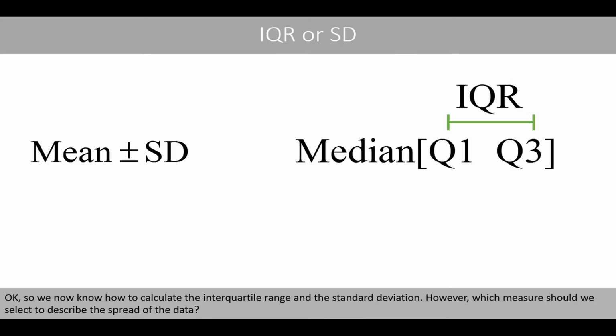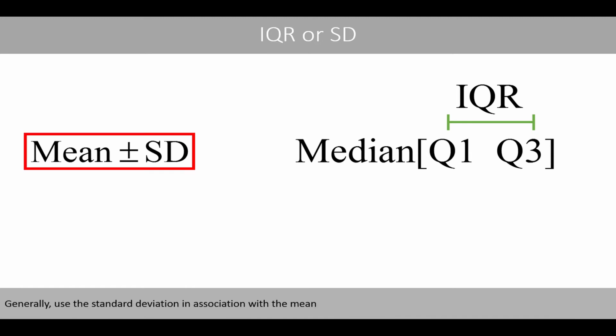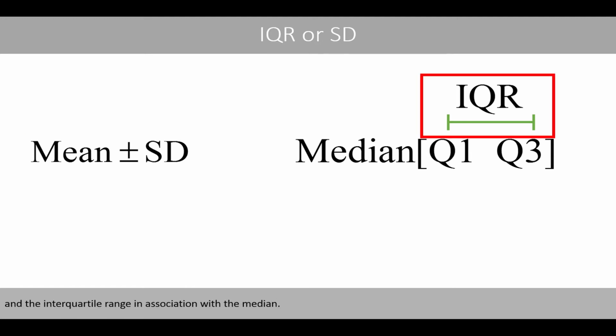Okay, so we now know how to calculate the interquartile range and the standard deviation. However, which measures should we select to describe the spread of the data? The choice between the standard deviation and the interquartile range follows the same arguments as for the mean and the median. Generally, use the standard deviation in association with the mean, and the interquartile range in association with the median.